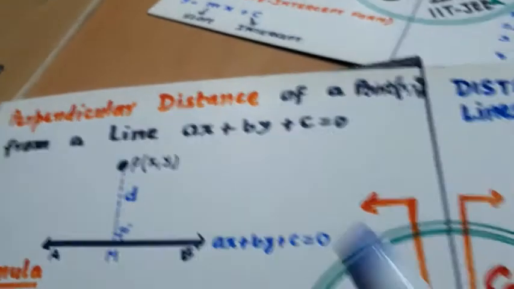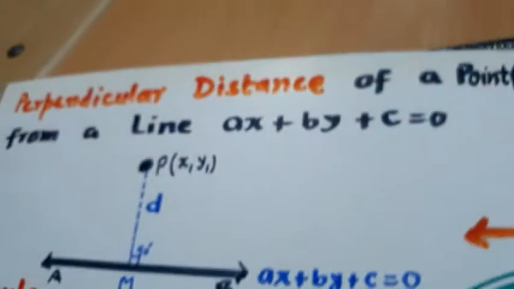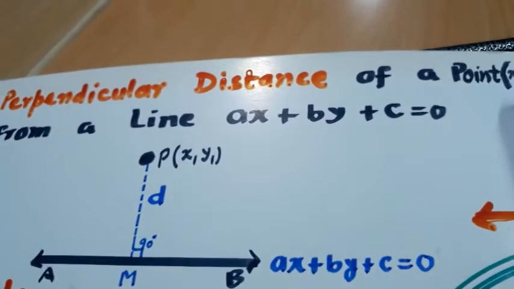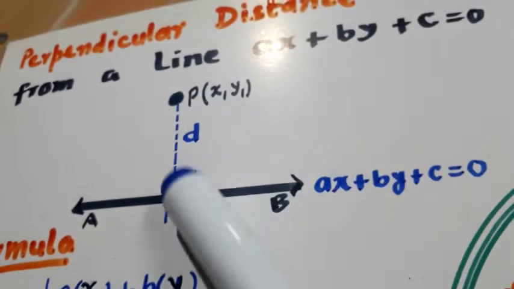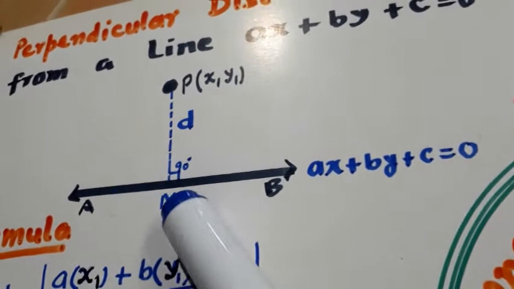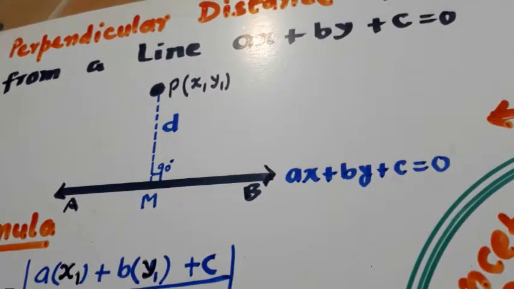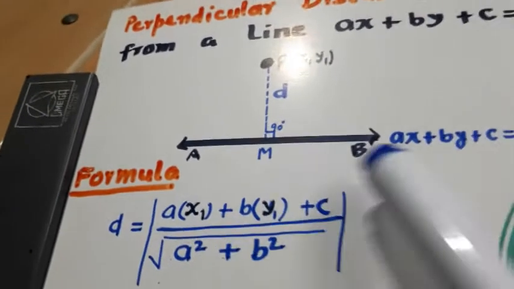Perpendicular form. Now you have to find the perpendicular distance of a point from the given line. Point is x1, y1. You have to find the perpendicular distance, that is PM. And the line given to you is ax plus by plus c equal to 0. And the formula is, just put the point in this.